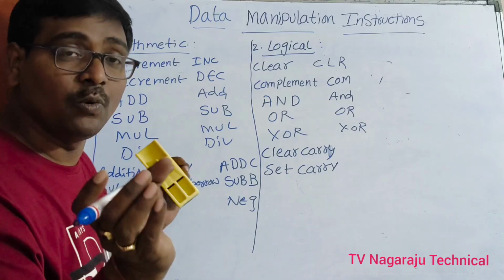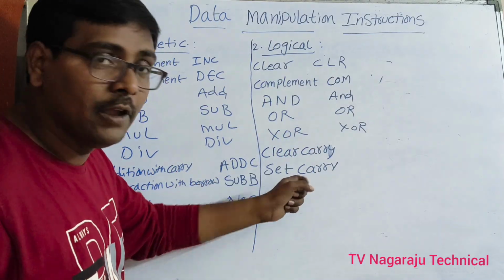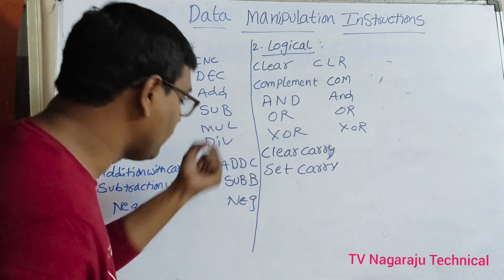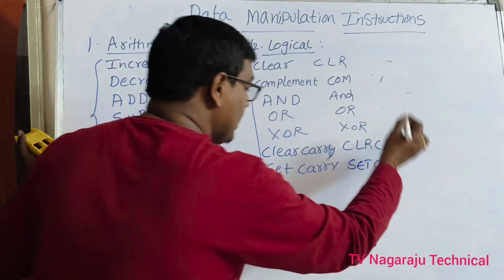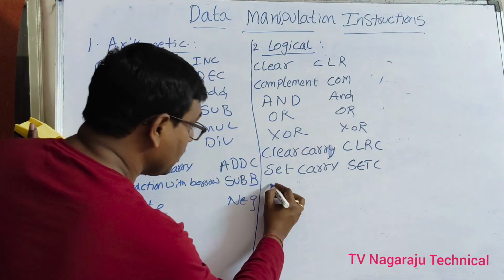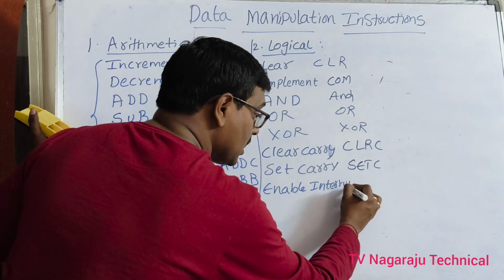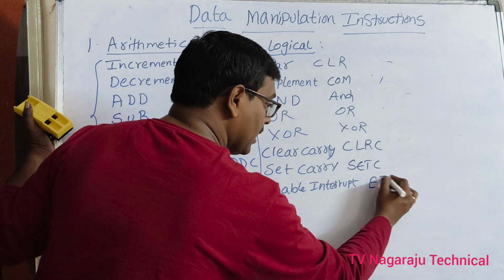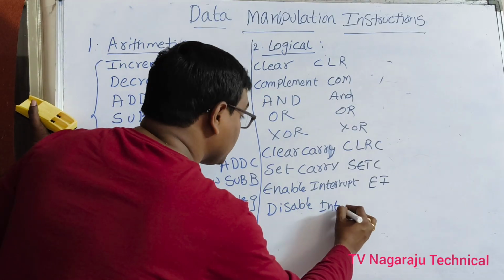So in the operation we have an extra bit, carry. If you want, you can clear the carry bit, or if you want, you can set the carry bit. Set in the sense make it 1, clear in the sense convert it into 0. Set carry, similarly clear carry, along with enable interrupt. Suppose your system wants to accept interrupts, so enable interrupt. In a similar fashion, disable interrupt.